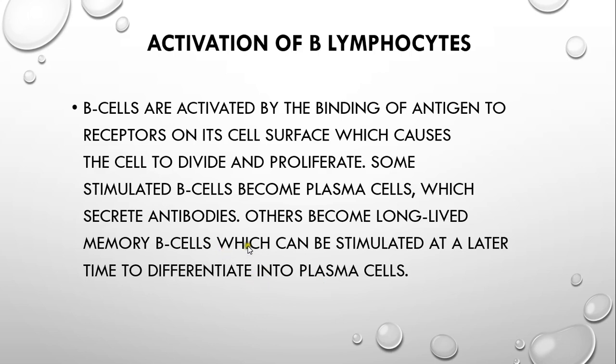The B cells are activated by the binding of antigen to the receptors which are present on the surface of the B cells, after which there is proliferation of the B lymphocytes. Some stimulated B cells become plasma cells which secrete antibodies, others become long-lived memory cells which can be stimulated at a later time to differentiate into plasma cells.